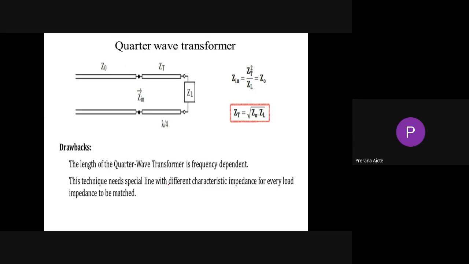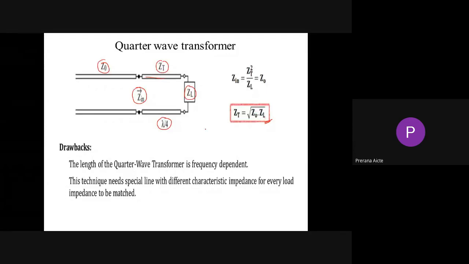In the quarter wave transformer, here Z0 is the output impedance, Z of T is the terminal impedance of this terminal, Zin is the input impedance to the load, and Z of L is the load for a quarter wave transmission line. Now from these four parameters, Zin, Z0, Z of T and Z of L, the terminal impedance Z of T is equal to the square root of Z0 into Z of L, where Z0 is the output impedance and Z of L is the load impedance.